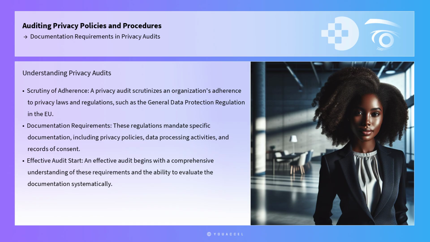A privacy audit scrutinizes an organization's adherence to privacy laws and regulations, such as the General Data Protection Regulation in the European Union or the California Consumer Privacy Act in the United States. These regulations mandate specific documentation, including privacy policies, data processing activities, data protection impact assessments, and records of consent. An effective audit begins with a comprehensive understanding of these requirements and the ability to evaluate the documentation systematically.